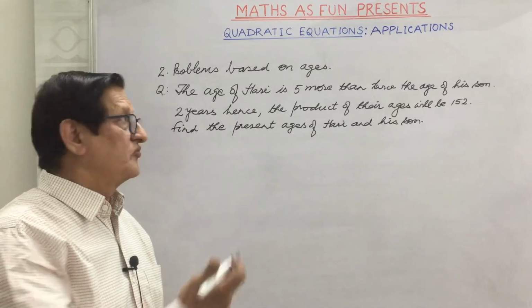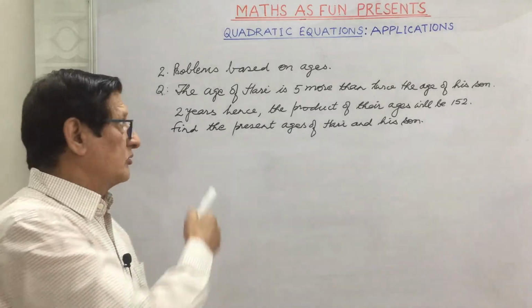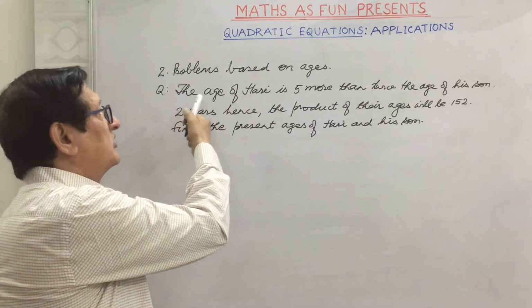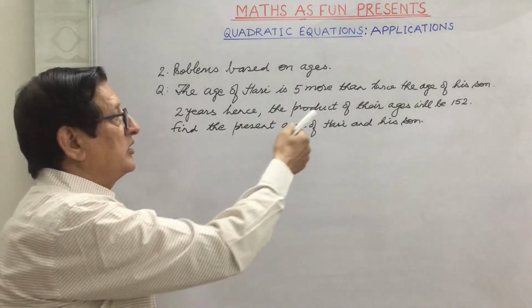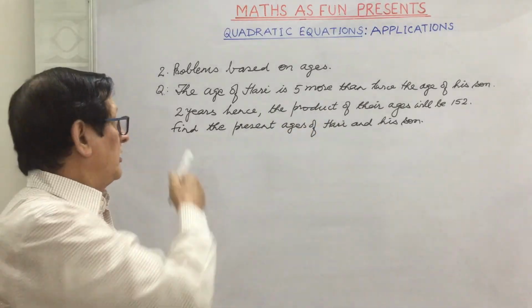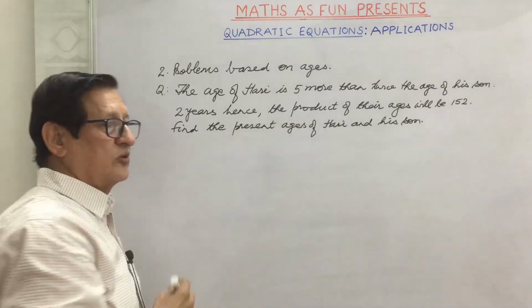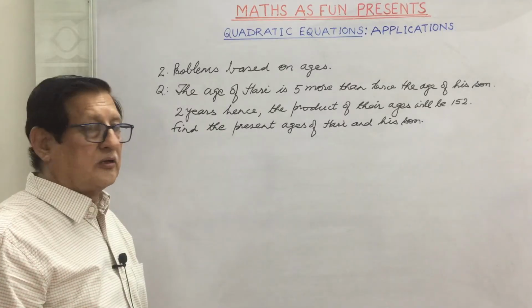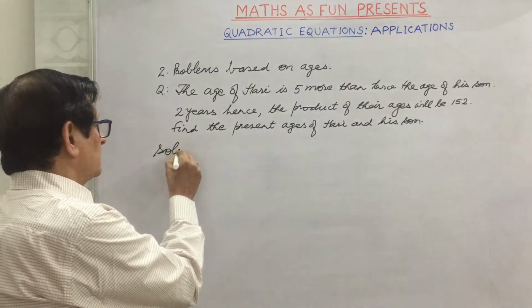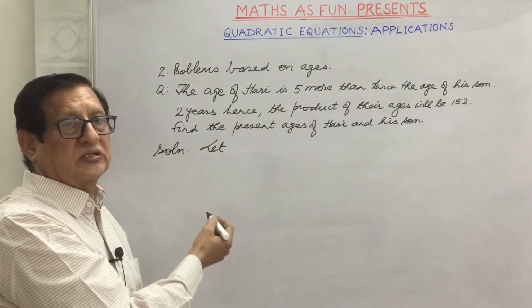The second type of problems we may have is based on ages. On that also we take one question. The age of Hari is 5 more than twice the age of his son. 2 years hence, the product of their ages will be 152. Find their present ages. So for the solution, we consider the age of the son to be x years.